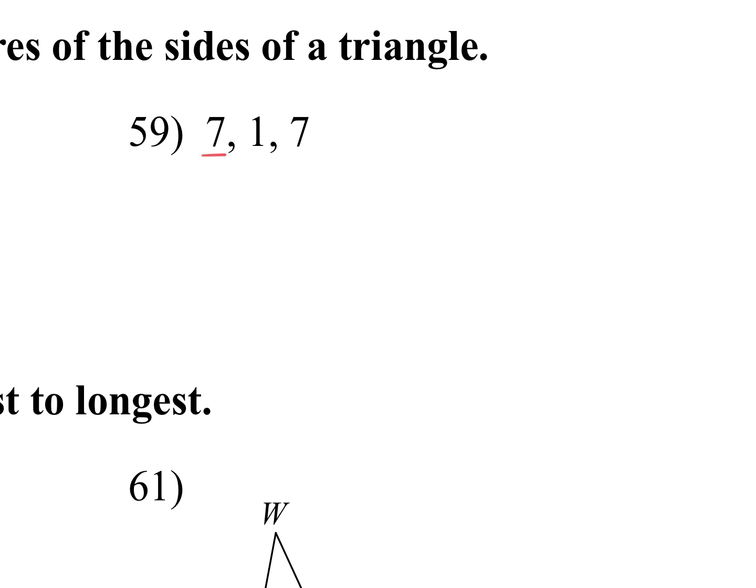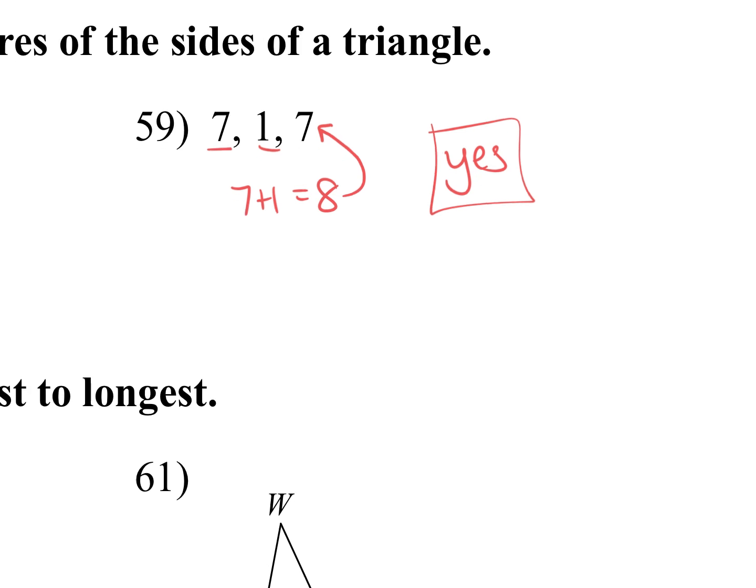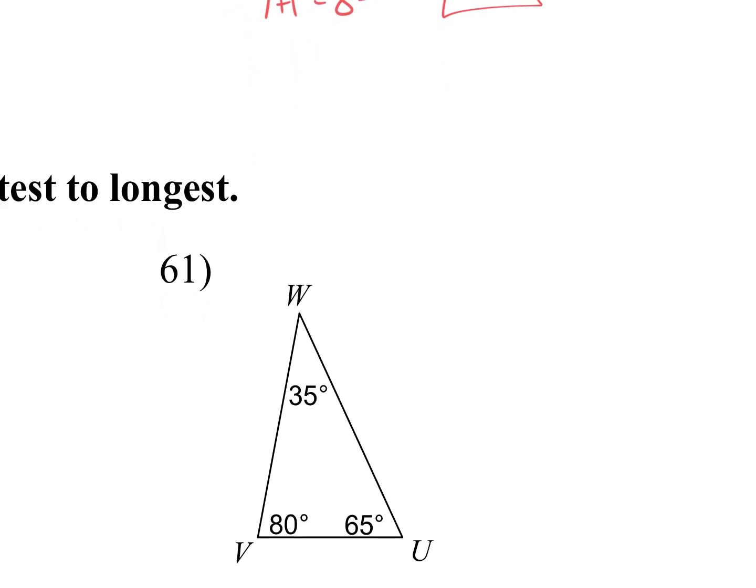So I'm just going to pick 7 and 1. So 7 plus 1 is 8. Is that greater than 7? Yes. So yes, this is a triangle. If it was equal to, would that be a triangle? No. Okay.